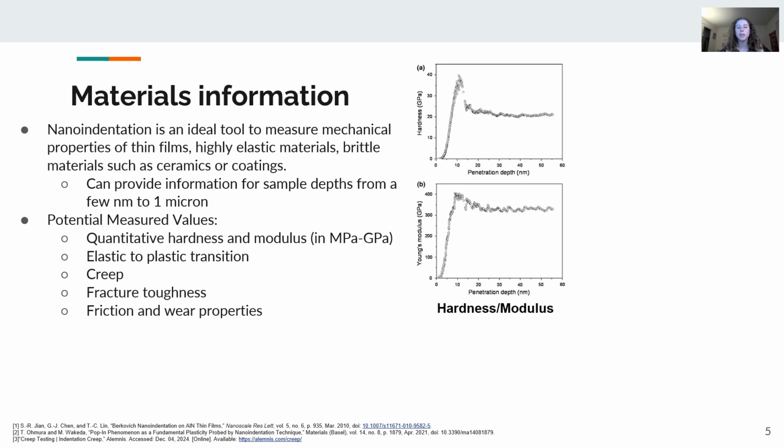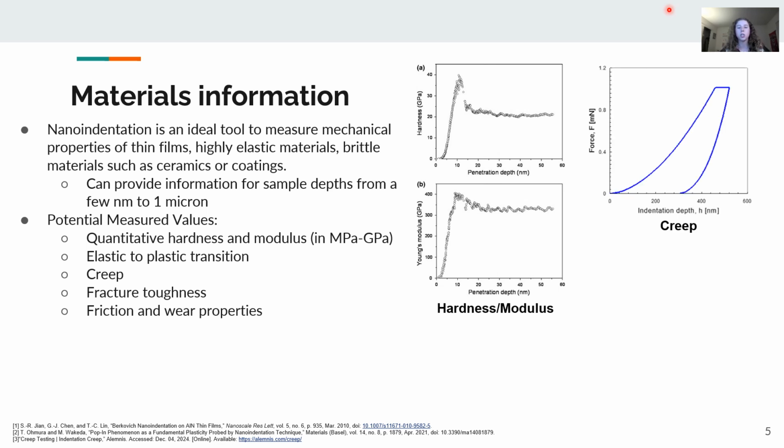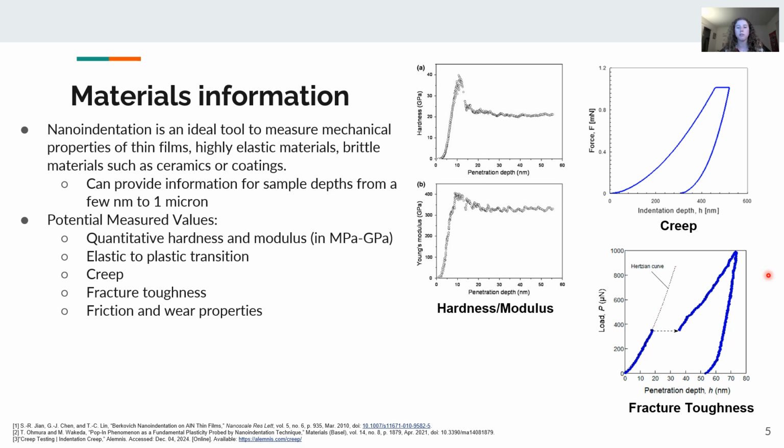One of the key things is that you can get hardness and modulus values in standard units instead of hardness scales that are typically seen in macro hardness testing techniques. You can get information about the elastic to plastic transition, creep by applying a fixed load over a period of time and getting the depth versus time curve, as well as fracture toughness.